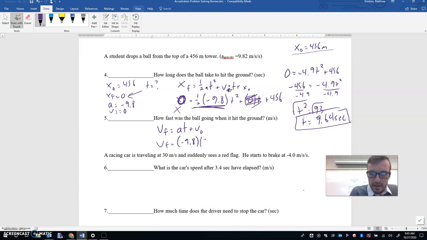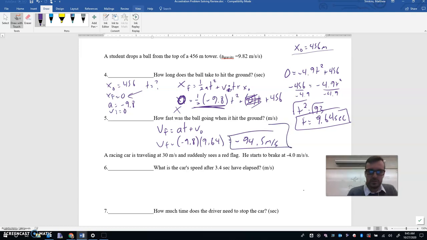And do we know the time? Now that we do, 9.64, this gets a lot easier. So I would just do 9.8 times 9.64. Now, a little note here. We are moving downward, so that's why we have a negative velocity when we hit the ground. So our answer would be negative 94.5 meters per second.